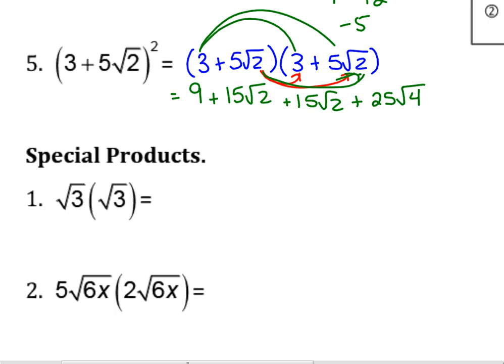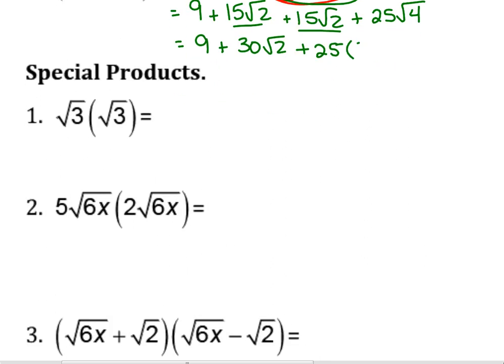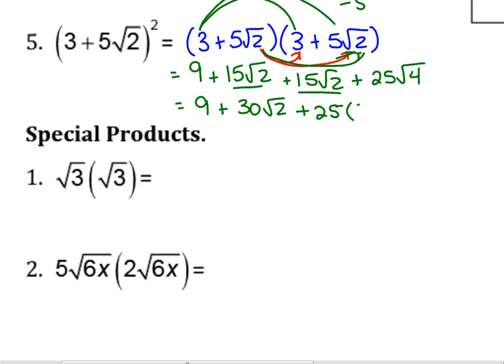So we get 9 plus 15 root 2 plus 15 root 2. No, you don't need a calculator. 15 plus 15, 30. Plus 25 times what? What's root 4? What's the square root of 4? Just 2. So when you have a perfect square, there's going to be no radical, right? Once you're done with it.